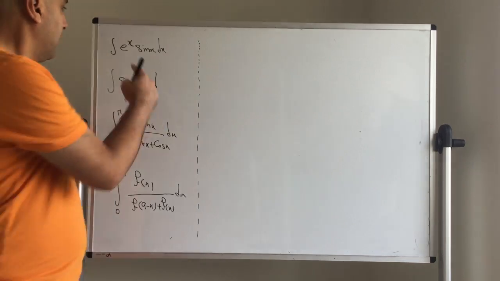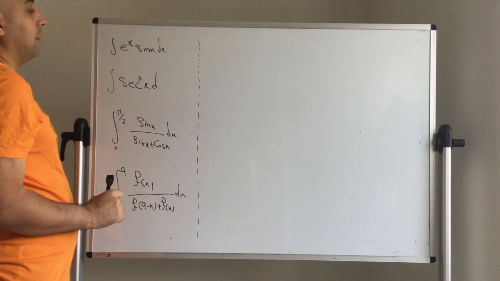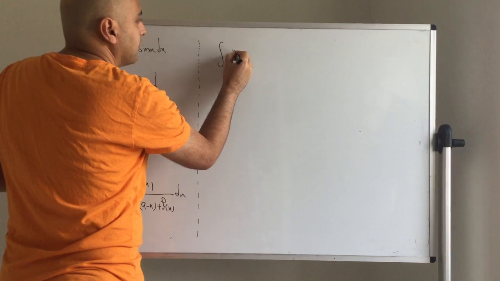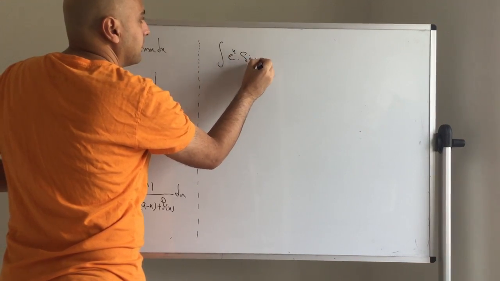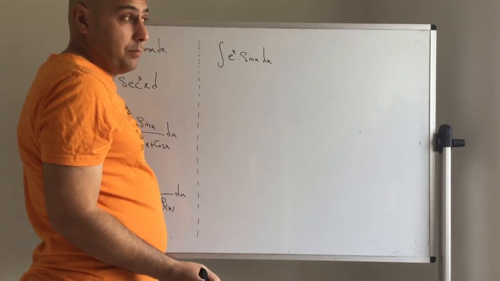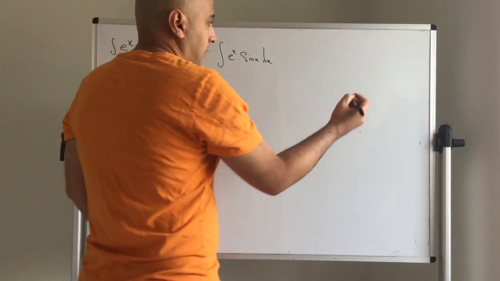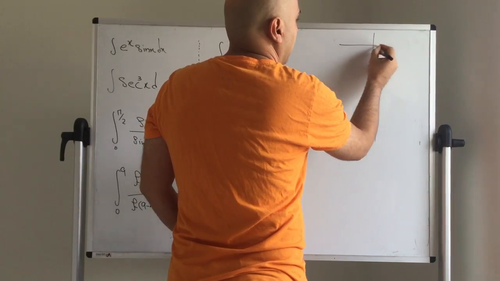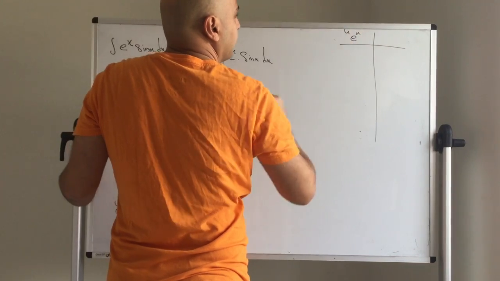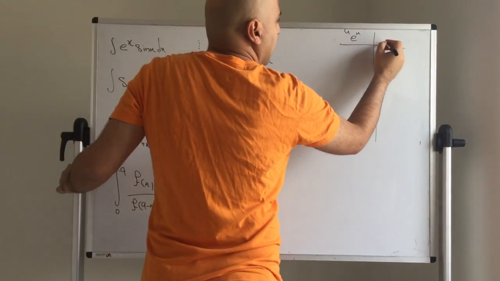Okay, the first one, e power x times sine x. I'm going to use the integration by parts method, so part by part. e power x is the u, and sine x dx is dv.